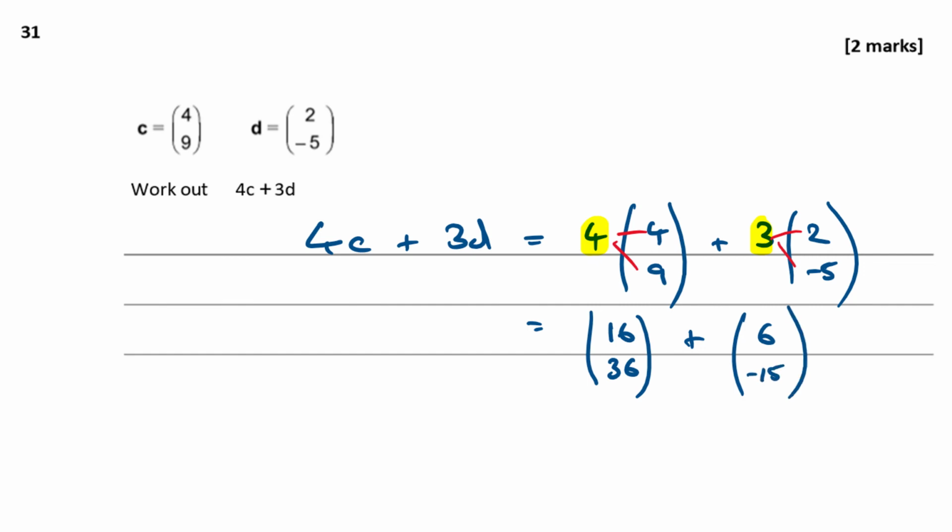And finally, I'm going to combine my 2 vectors together. The way I do that is I simply add the top number with the top number, and the bottom number with the bottom number. So 16 plus 6 comes to 22, and 36 plus -15, that's 36 take away 15, is going to be 21. So my final column vector is 22, 21.